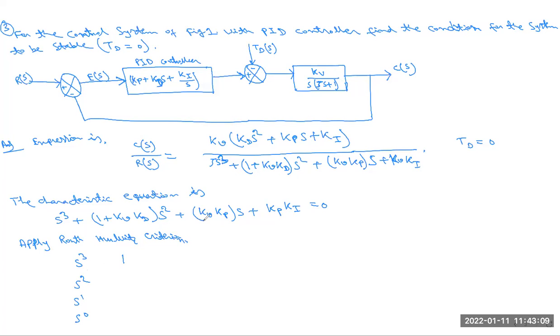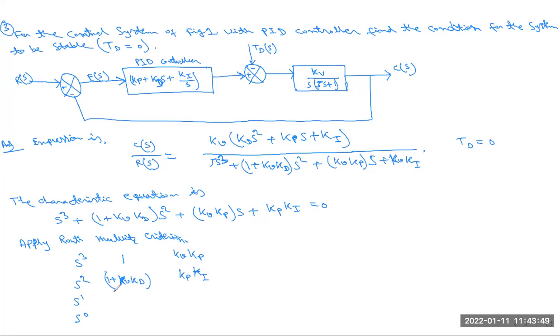Then the next one is Kv into Kp. That is the 1st, 3rd, 5th, which are the required positions. And then the second row takes the 2nd, 4th, 6th, and so on. So this is 1, then the second is Kv Kp. Then for s square, this one is 1 plus Kv Kd. The next one is Kp Ki.